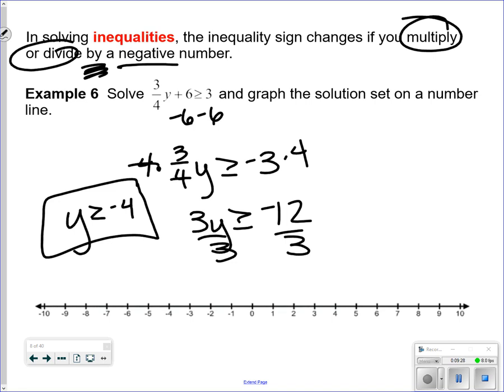At -4, if there's an equal to line underneath, you'll make a solid dot. So I'm going to make a solid dot at -4. If there was no equal to line, you would put an open dot at -4. Now, y is greater than -4. Notice that the symbol, the bigger side, is closer to the variable. So the y value is bigger than -4, meaning all the values to the right are bigger and all the values to the left are smaller.